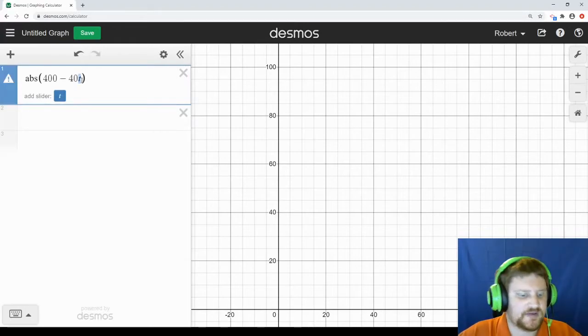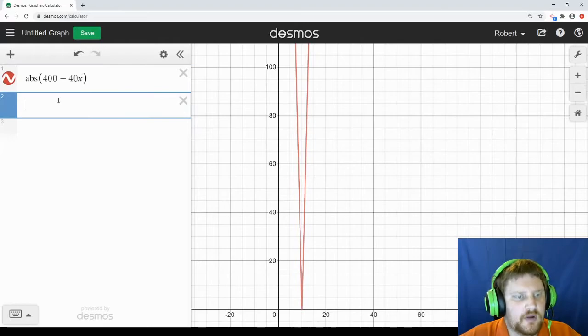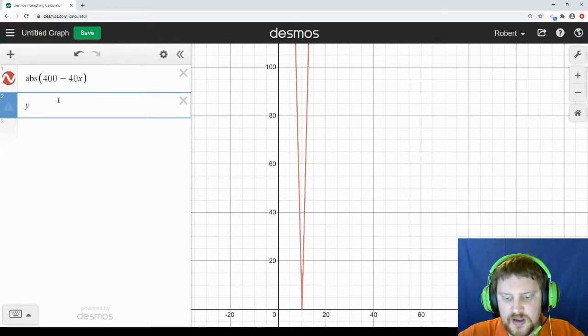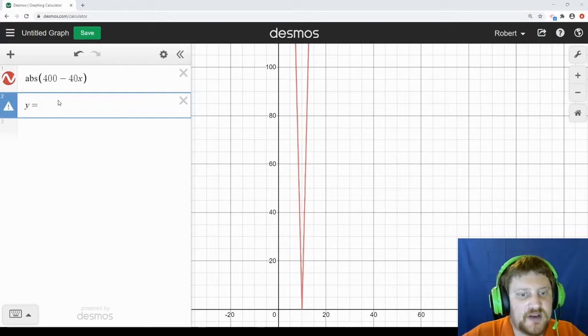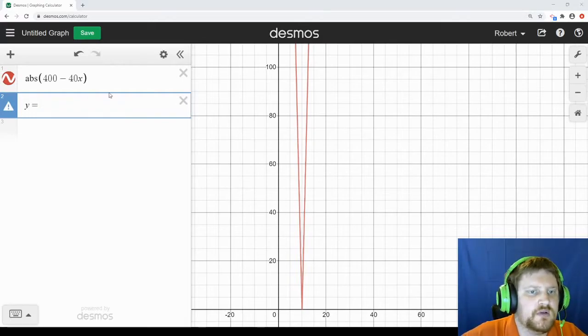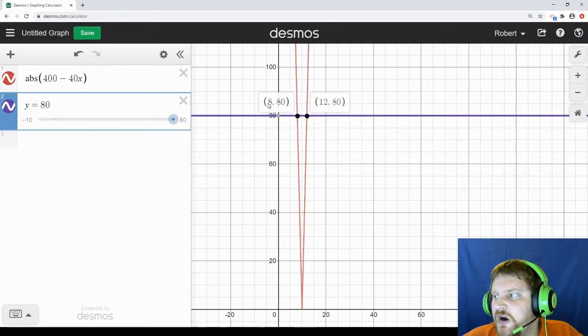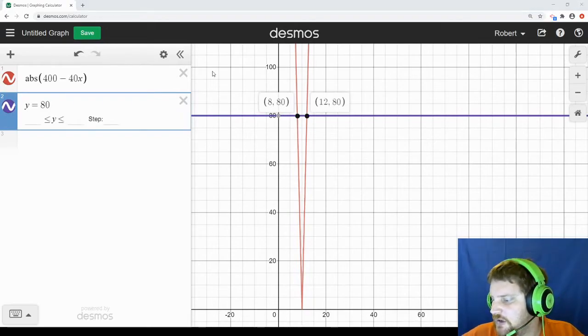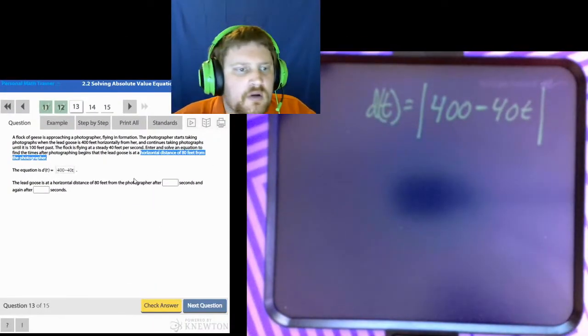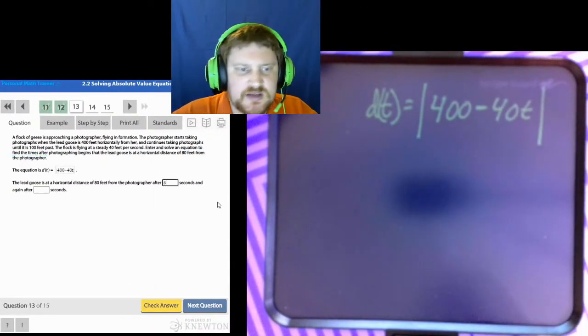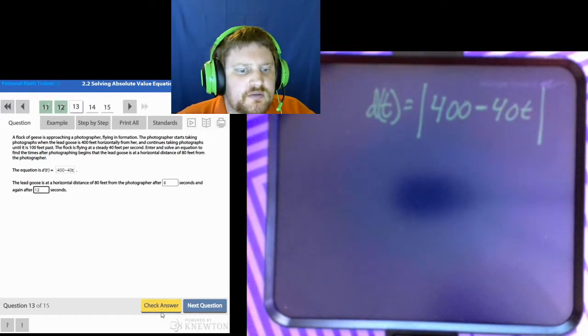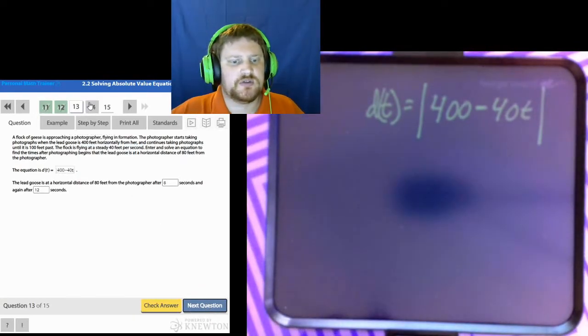Sorry, we're going to have to put x here. Equals, and then y is going to equal, they said, how many feet? 80? Horizontal distance of 80 feet. So 80. Got two solutions here and here. We are at 8 and 12. So we need 8 seconds, 12 seconds. Next question.